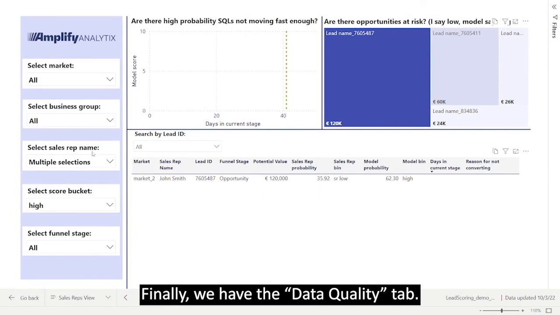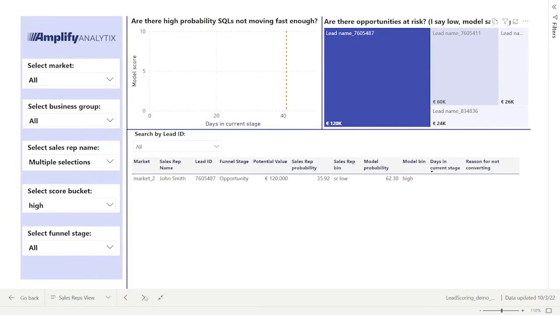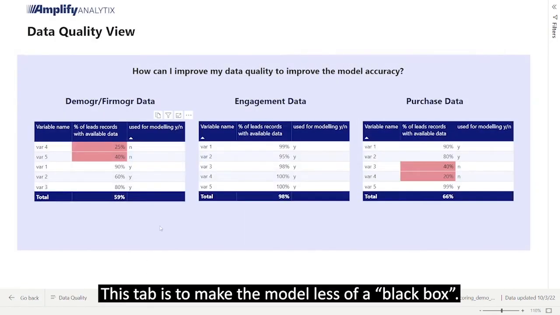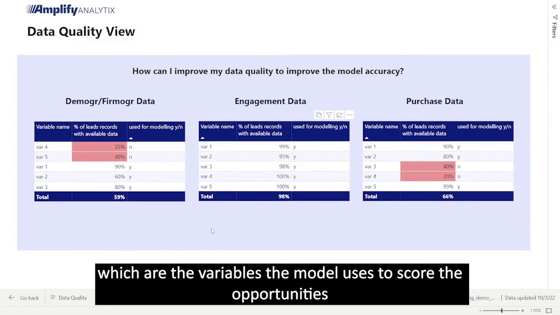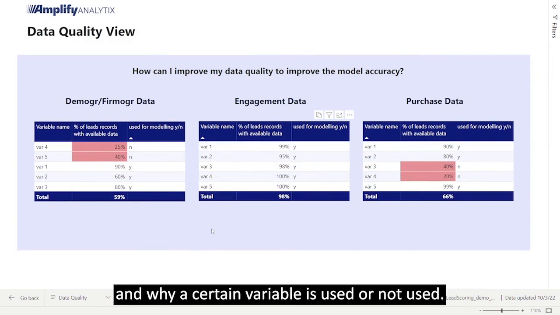Finally, we have the Data Quality tab. This tab is to make the model less of a black box. It's to help the sales reps and marketing team to understand which are the variables the model uses to score the opportunities and why a certain variable is used or not used.